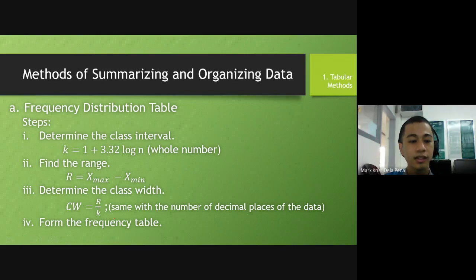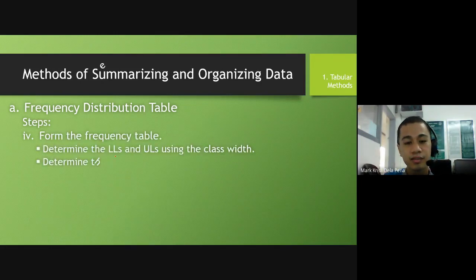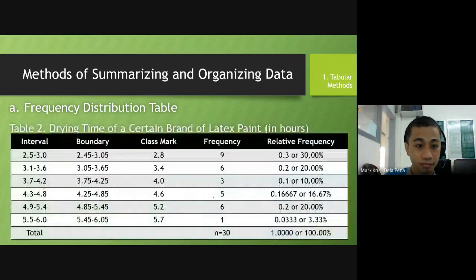Then after calculating these first three fundamental values, we can then create the frequency distribution table, including the lower limits, upper limits, lower class boundaries, upper class boundaries, the class marks, and the relative frequencies. Okay, now this is now the finished table. So how did we calculate this one?